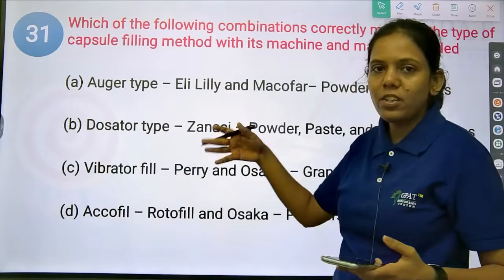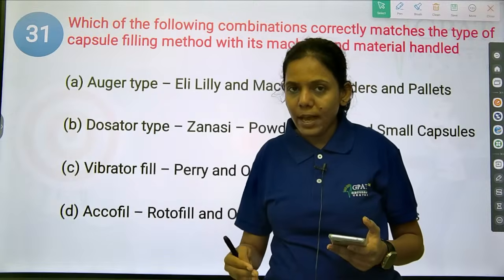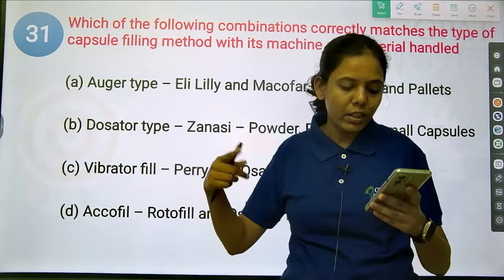So this is the procedure. You will take the weight of the capsules and take the average weight of the capsules, and compare the average weight with the individual.